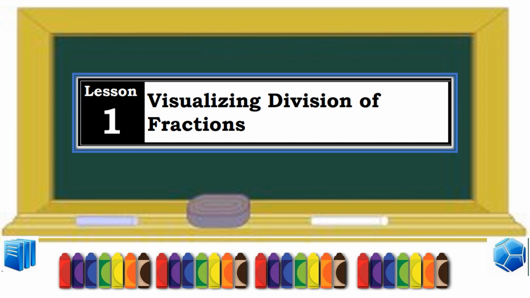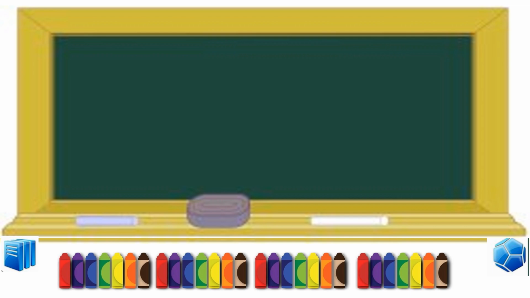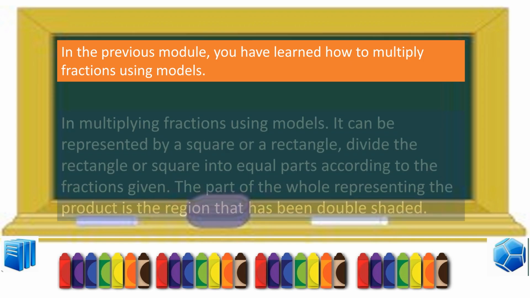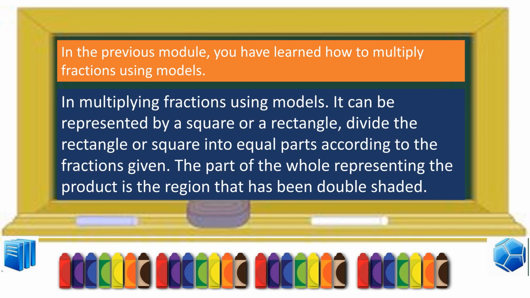So, this is our topic. Lesson 1, Visualizing Division of Fraction. In the previous module, you have learned how to multiply fractions using models. In multiplying fractions using models, it can be represented by a square or a rectangle. Divide the rectangle or square into equal parts according to the fractions given. The part of the whole representing the product is the region that has been double shaded.